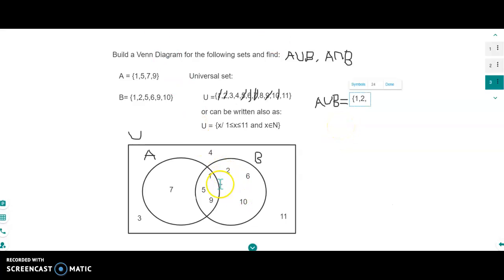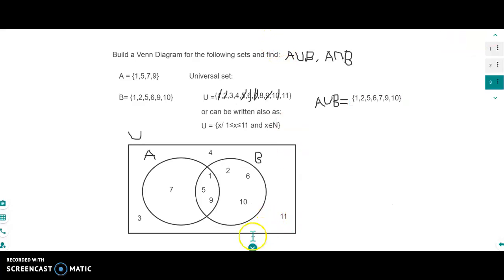3 is not here. 4, 5. Okay. We have 6. We have 7 here. We have 10, 9, I'm sorry. And we write 10. So is something missing? 1, 2, 5, 6, 7, 9, and 10. Okay, so that's the union.